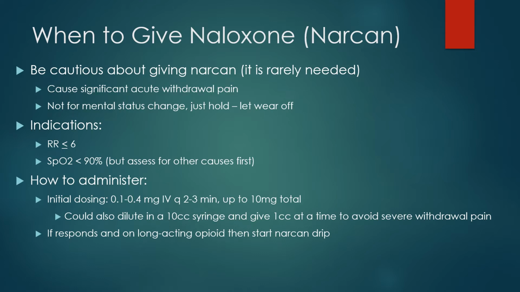The indications for using naloxone include respiratory rate less than 6 or an SpO2 less than 90%. But first, assess for other causes. To administer naloxone, the initial dosing is 0.1 to 0.4 milligrams IV q 2 to 3 minutes, up to 10 milligrams total. You could also dilute in a 10 cc syringe and give 1 cc at a time to avoid severe withdrawal pain. If the patient responds and they are on a long-acting opioid, then start a Narcan drip.